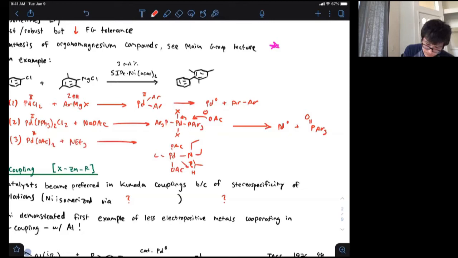Whoops, I pushed arrows in the wrong way. So now you have a palladium 2 hydride. And palladium 2 hydrides, you can kind of think of as quasi palladium zero. They're already reduced as long as there's some base present. And then the byproduct here is going to be, as we covered, your oxidized amine.